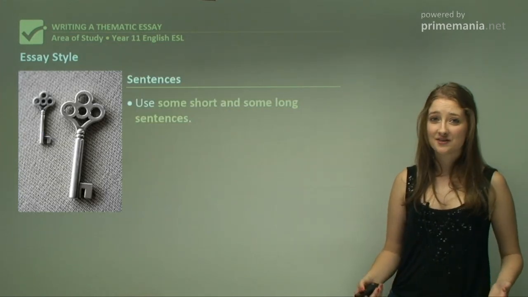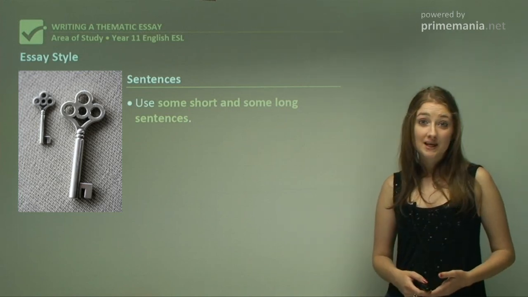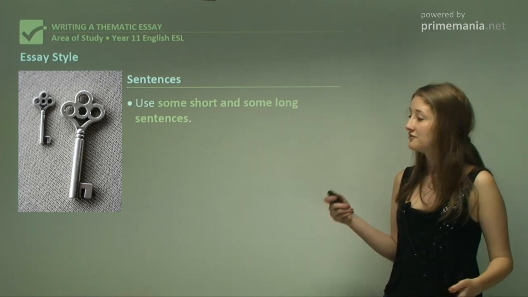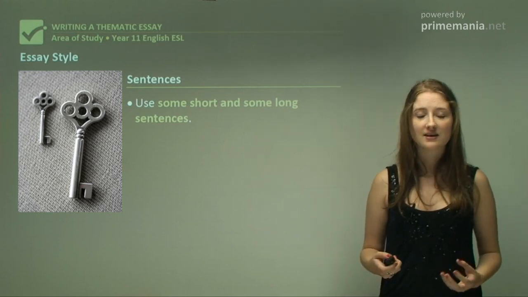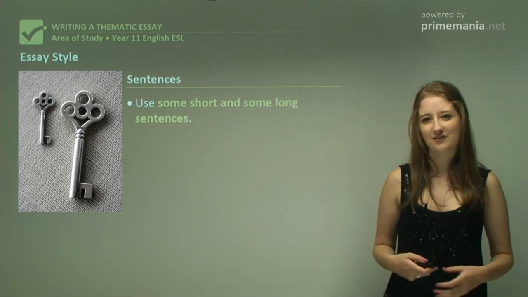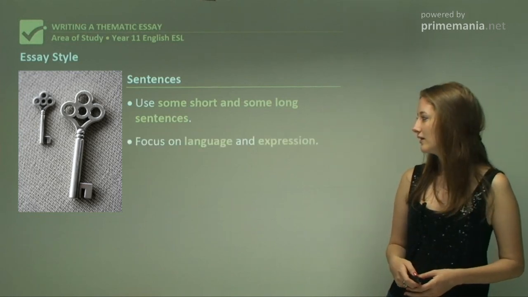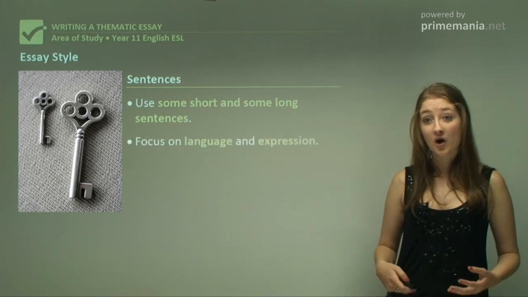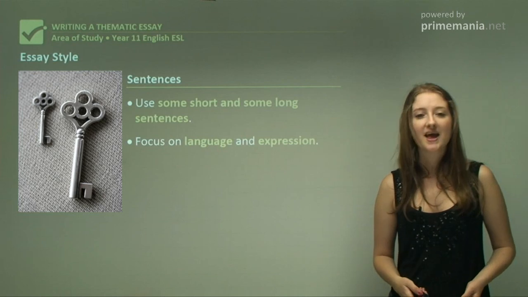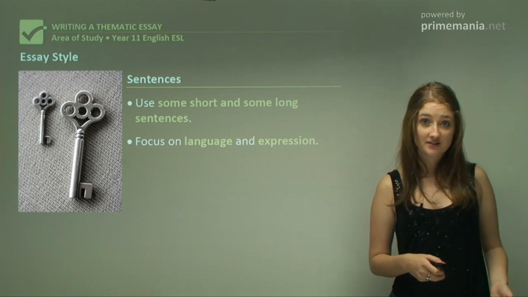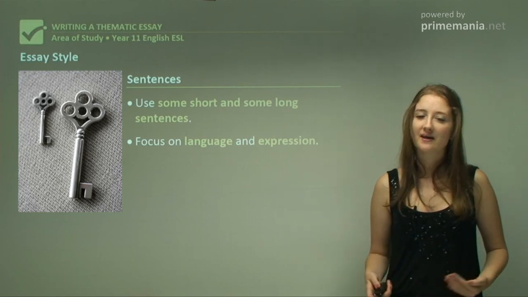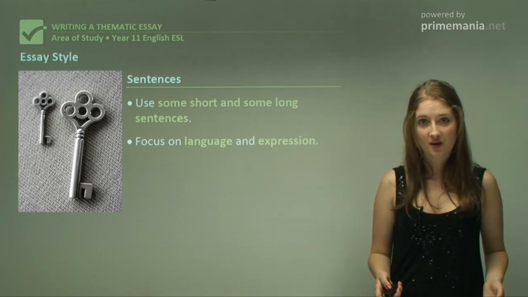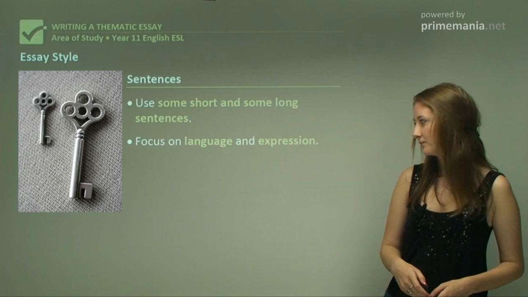We then get to the concept of sentences. So it's really important that you use some short and some long sentences. So this variation in sizes and length is really important in creating a sophisticated style. This means that you're going to be focusing on language and expression. And by having short, manageable sentences, you really want to make sure that your expression's clear, logical, and that the marker can understand every single word which you write down on the page.